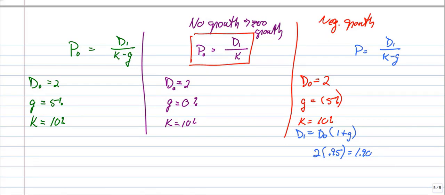2 times 0.95, so yes, $1.90. So we've got $1.90 in the numerator. In the denominator, we've got our required rate of return minus a negative growth rate, which is the same as plus that growth rate. So we're going to have $1.90 divided by 0.15, which gives me $12.67.